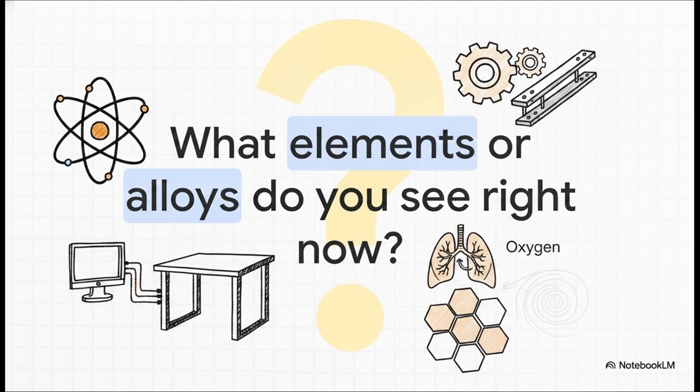The universe isn't just a bunch of random stuff. It's a beautifully organized, predictable system. Start looking for that invisible atomic map hiding in plain sight all around you.